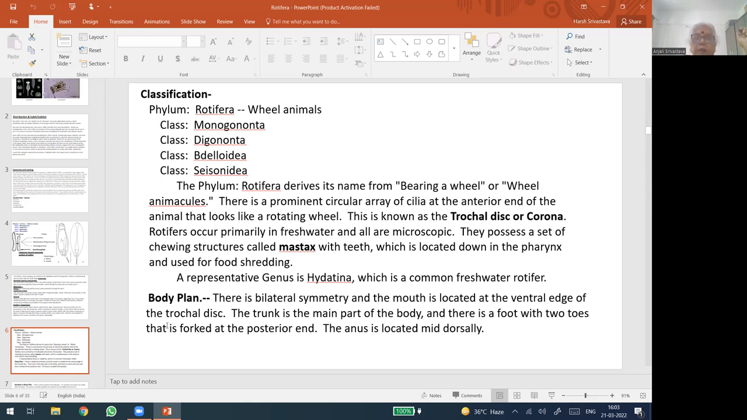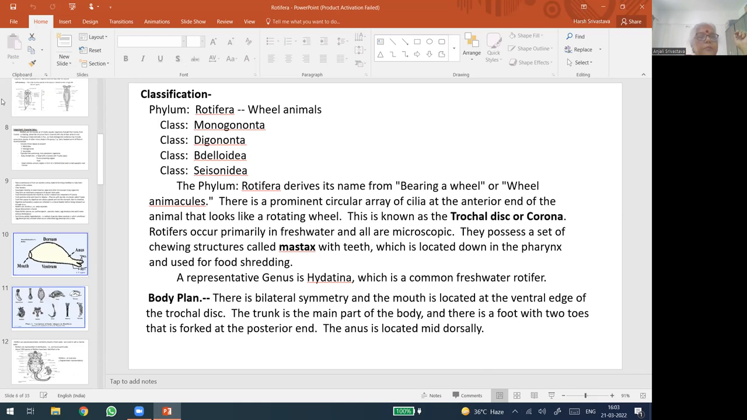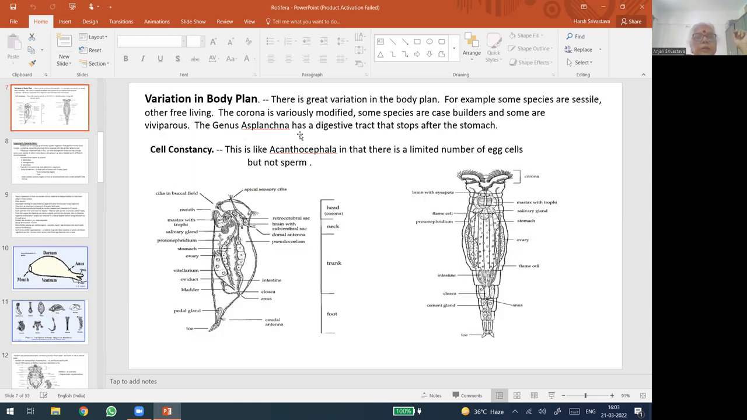Now the body plan. They are bilaterally symmetrical animals. The mouth is located at the ventral edge of the trochal disc. The trunk is the main part of the body, and there is a foot with two toes that is forked at the posterior end. The anus is located mid-dorsally. So this is the generalized body plan in lateral view and in ventral view.